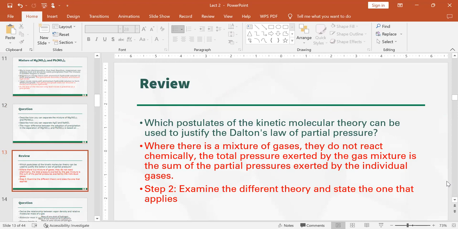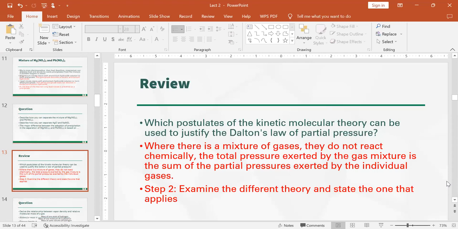Having covered the kinetic molecule, we are now moving to the kinetic theory of gases. I want to take you to your secondary school idea. Molecular theory can be used to justify Dalton's law of partial pressure. But first of all, what is Dalton's law of partial pressure?